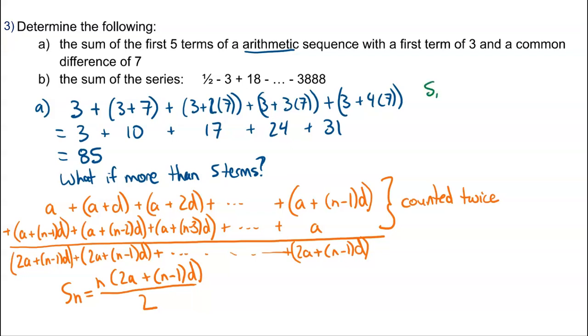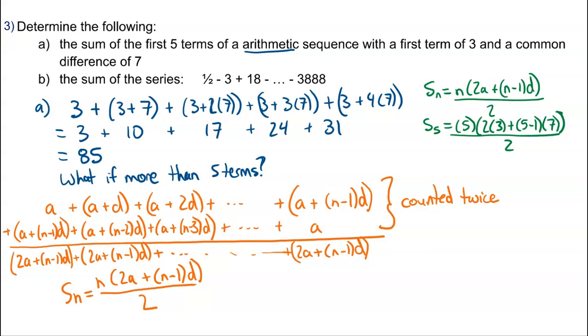So let's use that equation to calculate the sum of the first 5 terms of the arithmetic sequence now, instead of just laying out all the numbers. So we go ahead and we substitute n equals 5. We substitute in as well that a equals 3, so it's 5 times 2 times 3, plus n minus 1, well, n is 5, so 5 minus 1 times that difference of 7. So working from inside to outside in the brackets, and then using BEDMAS, we get an answer for the sum of the first 5 terms of 85, just as we did the other way.